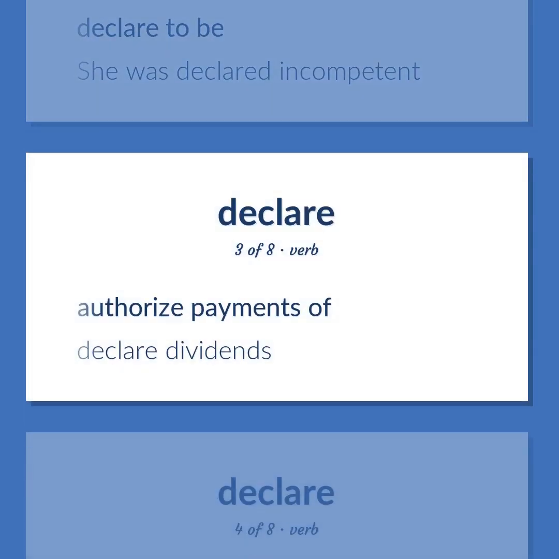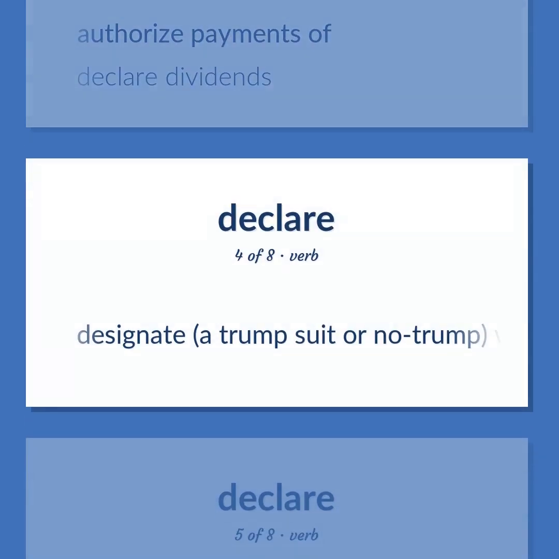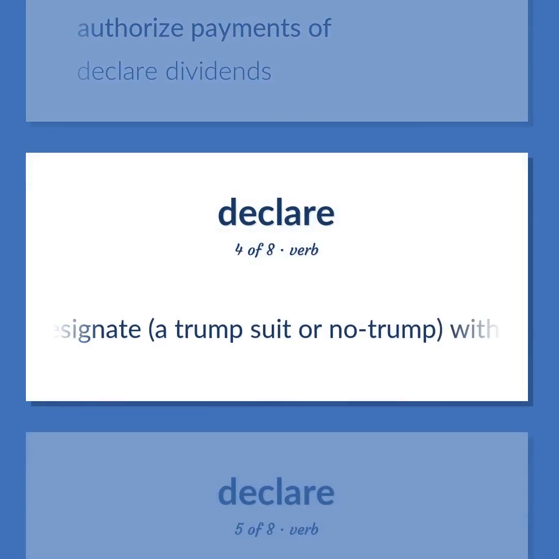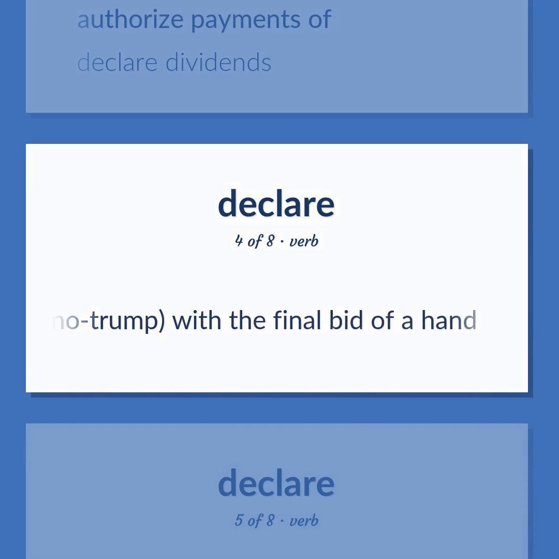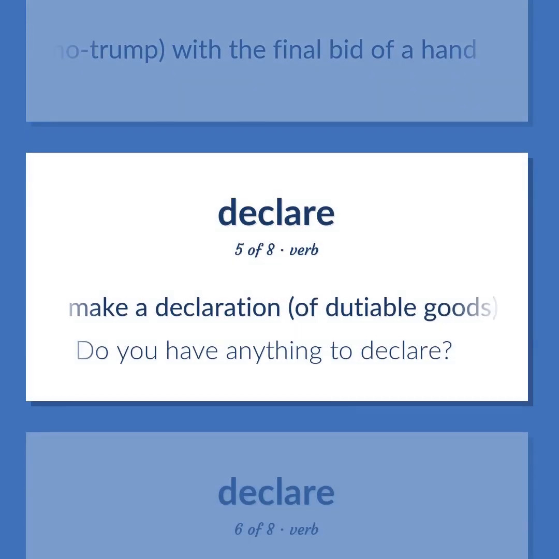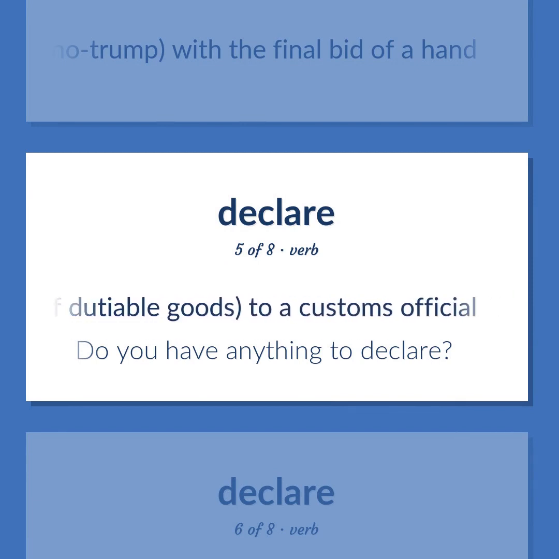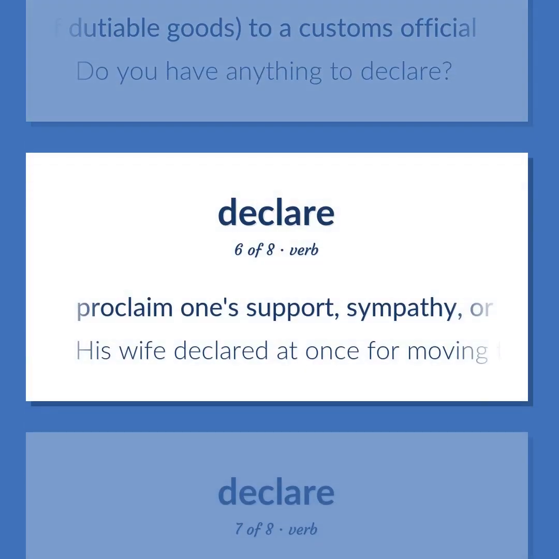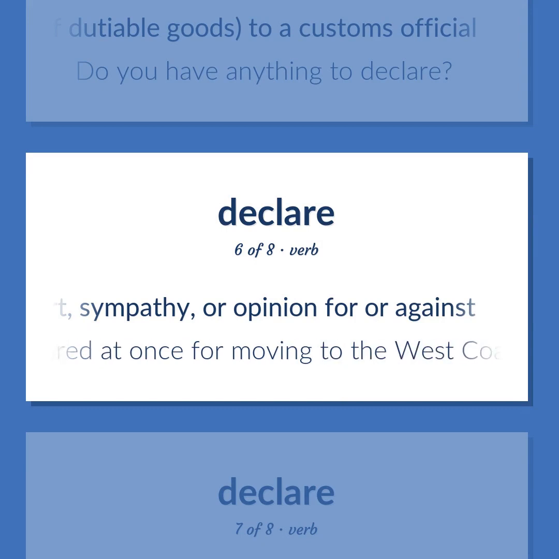Authorize payments of. Declare dividends. Designate a trump suit or no trump, with the final bid of a hand. Make a declaration, of dutiable goods, to a customs official. Do you have anything to declare? Proclaim one's support, sympathy, or opinion for or against. His wife declared at once for moving to the West Coast.